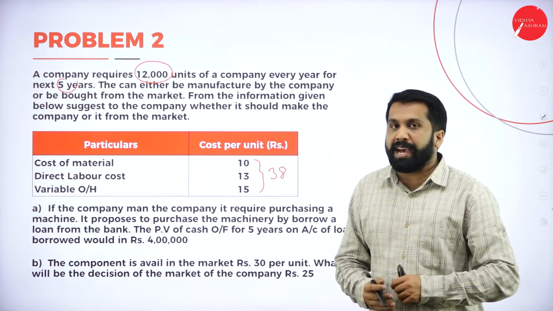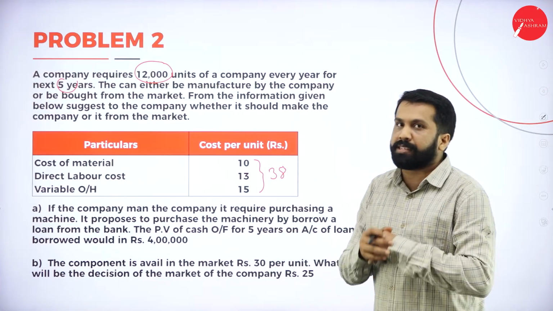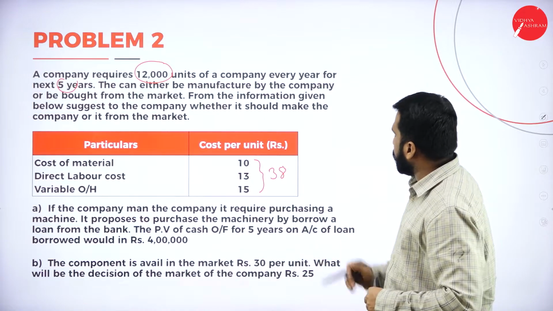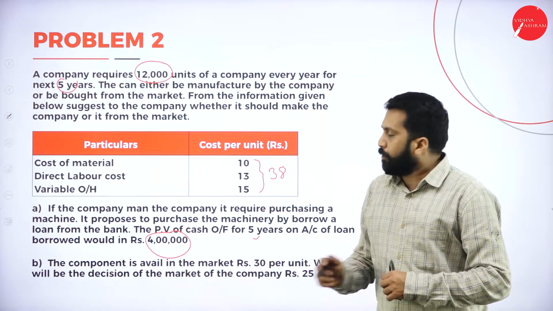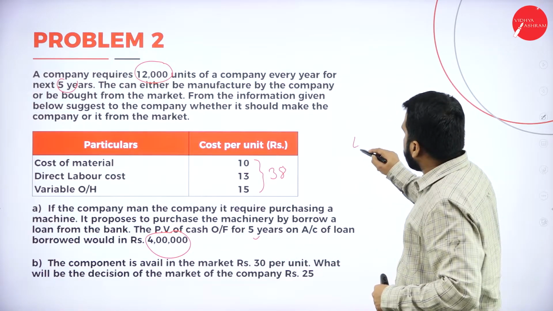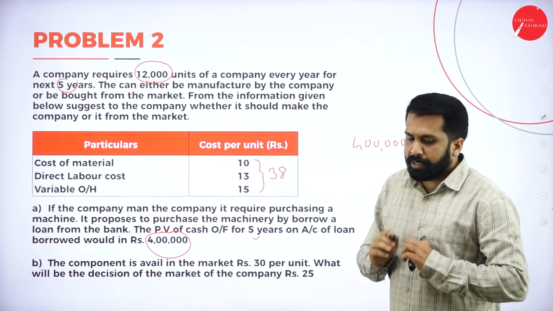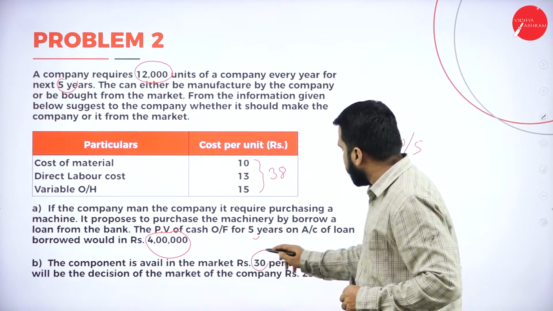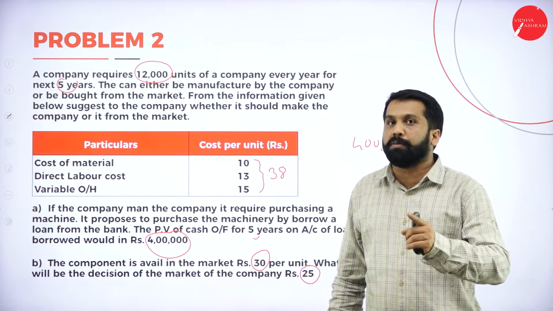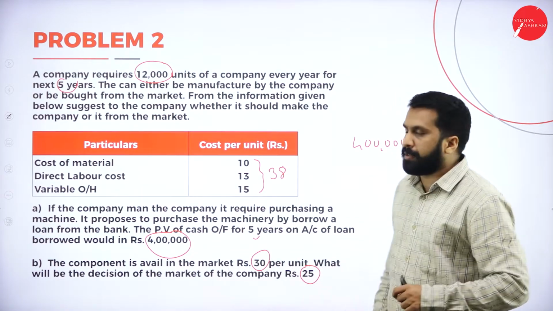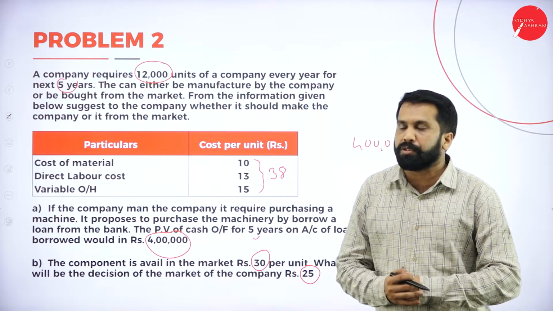Along with this, we have to work out your total machinery cost also. What is the machinery cost in this? Your machinery cost is 4 lakh for 5 years. 4 lakh divided by 5. Hope you are clear. Yes. And the same thing is available in the market, 30 as well as 25. If it is 30 in the market, what will be your answer? If it is available in the market for 25, what will be your answer?